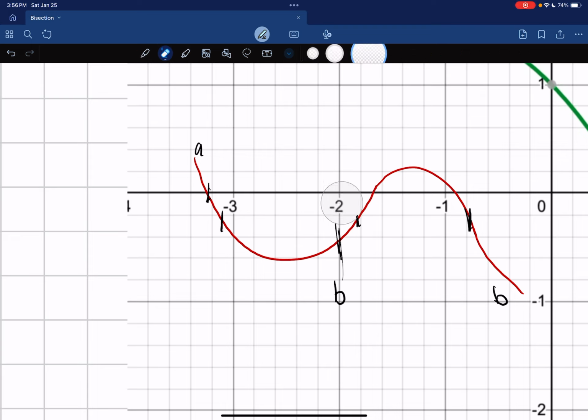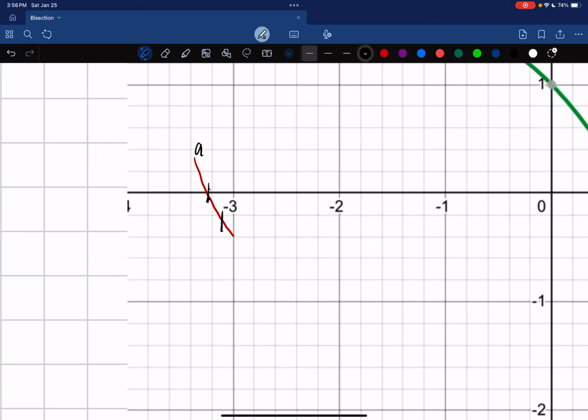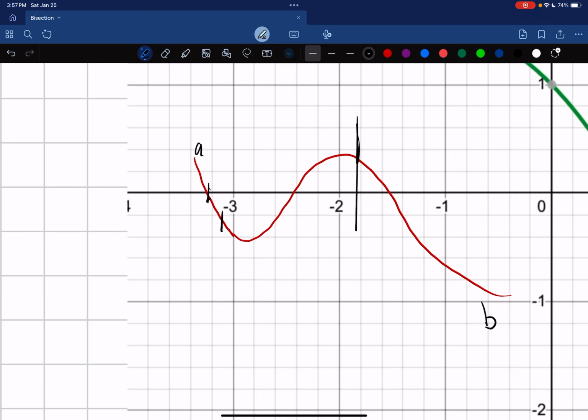But let's say your midpoint is here, and then I put B here. When you first split it, the first midpoint is going to be here. This is going to be your new C, right? You're going to check, are they positive and negative? This is positive. This is also positive. What is it going to tell you? No root. Even though there's a root.